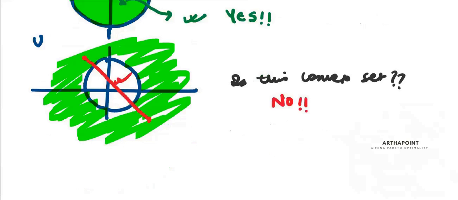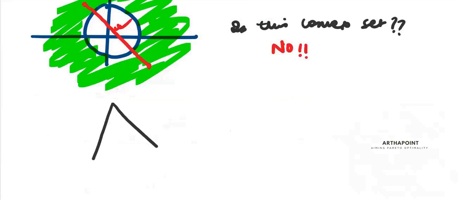You can take various examples. Supposedly this is my triangle and this is my set. And I ask you, is this a convex set? You take any 2 points, join it with a line segment. Yes.